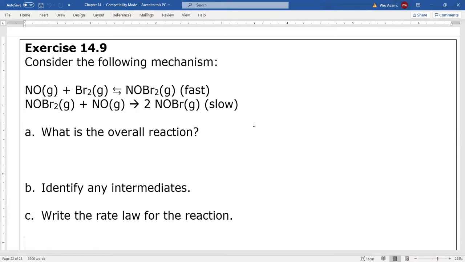Intermediates are pretty easy. What cancels? It looks like that NOBr2 is the intermediate because it's going to cancel. So it's on the product side of the first equation and the reactant side of the second equation. Nothing else is like that, so NOBr2 is our intermediate. So let's switch to the paper and we'll work on actually writing the rest of it out, the overall reaction and the rate law.